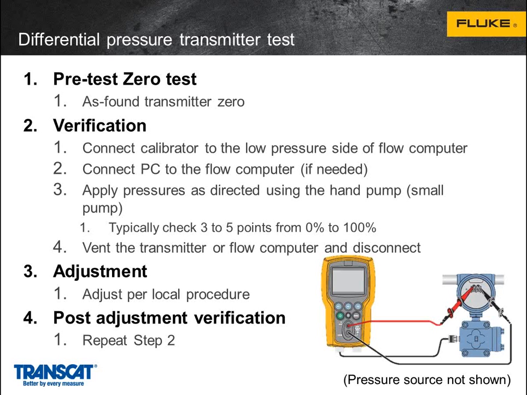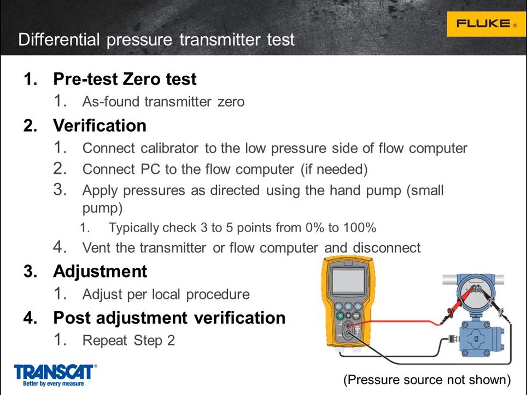A lot of times, if you're using a direct transmitter, you'll have to log in via your PC, and then you'll basically use the pump in order to get through your various checkpoints. It's usually 3 to 5 points, 0 to 100%, and this will be a very small pump. So you'll probably use a relatively small pneumatic pump for this. This is going to be just a couple hundred column inches of water.